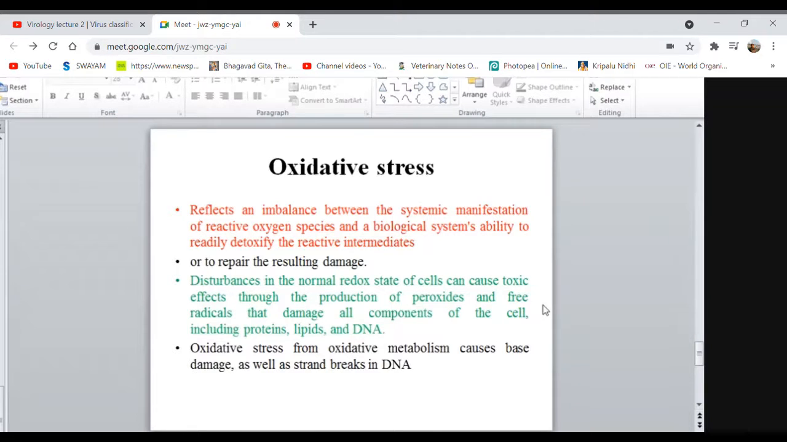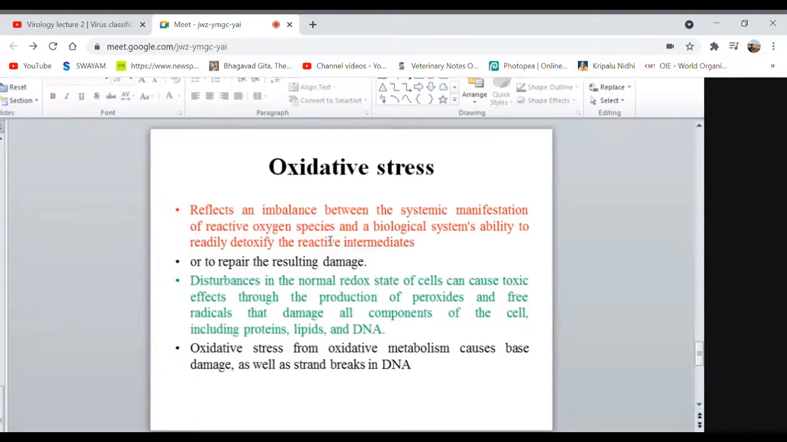Now, oxidative stress. Whatever we discussed now are the different phases of the shock: the initial stage, compensatory stage, progressive stage, and refractory stage. They may ask some short notes type questions in the exam regarding the biochemistry of shock or biochemistry of oxidative stress.